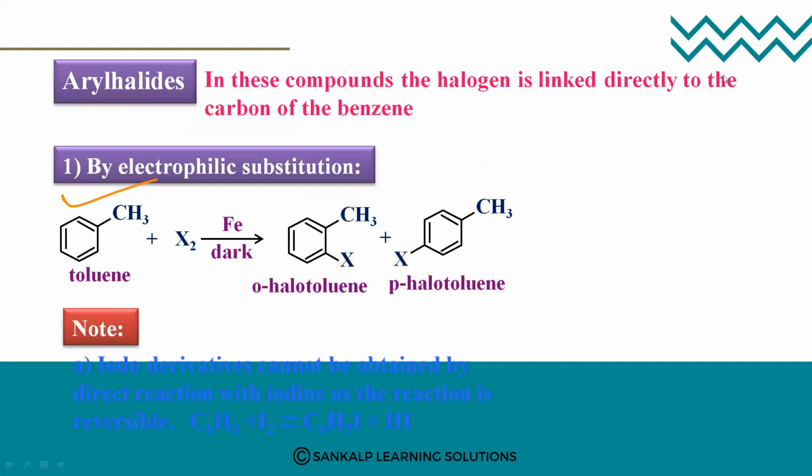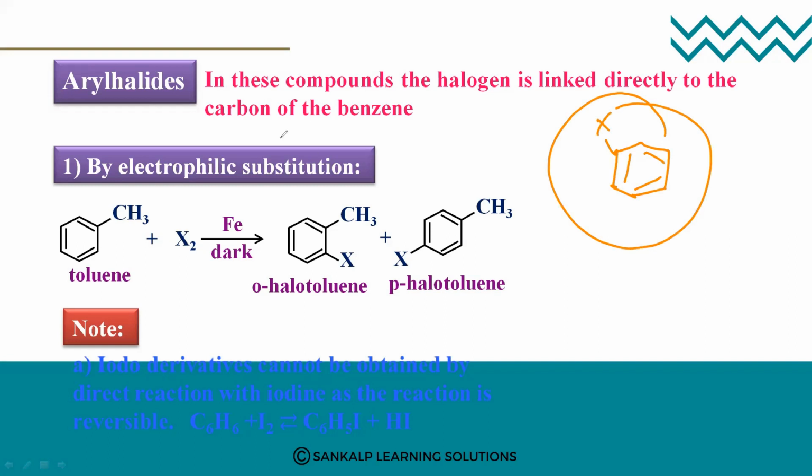What are aryl halides now? So we have completed some of the concepts from stereochemistry. Now we'll go for aryl halides. So what are aryl halides? In these compounds, the halogen is linked directly to the carbon of the benzene. So this is the aryl halide. Now, first we'll see the electrophilic substitution reactions of aryl halides.